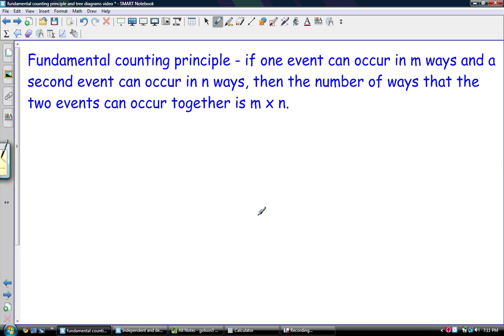So here is the definition for the fundamental counting principle. It says, if one event occurs in m ways, and a second event can occur in n different ways, then the number of ways that the two can occur together is m times n.